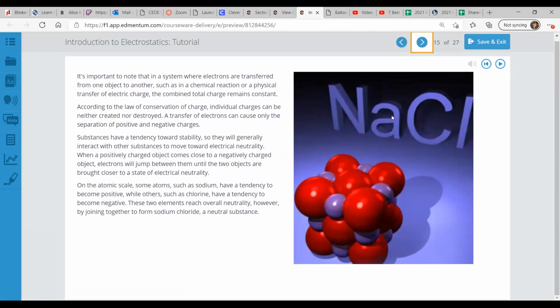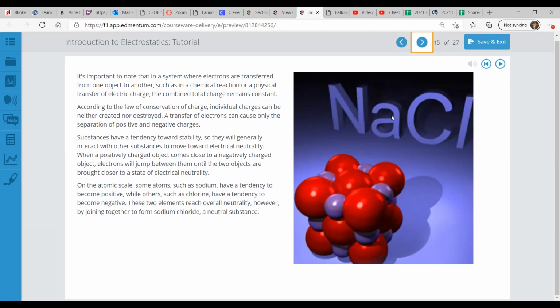It's important to note that in a system where electrons are transferred from one object to another, such as in a chemical reaction or a physical transfer of electric charge, the combined total charge remains constant. According to the law of conservation of charge, individual charges can be neither created nor destroyed. A transfer of electrons can cause only the separation of positive and negative charges.